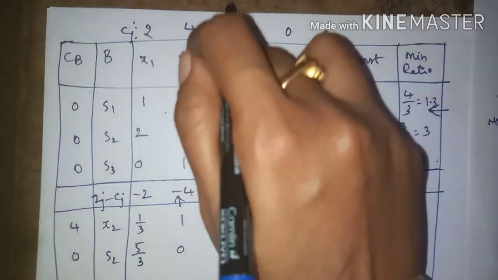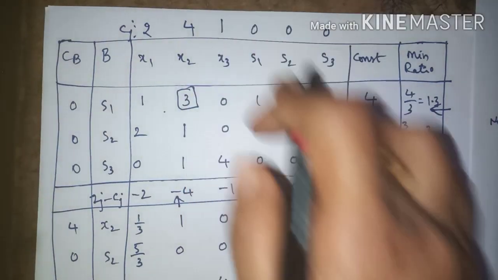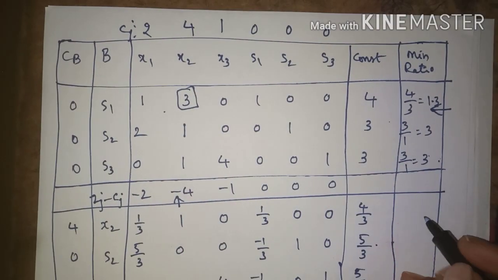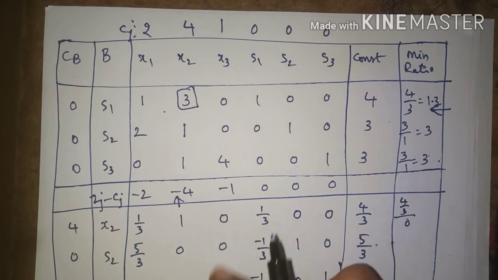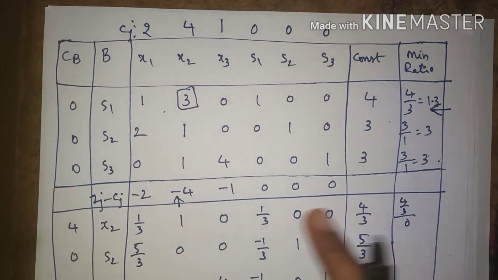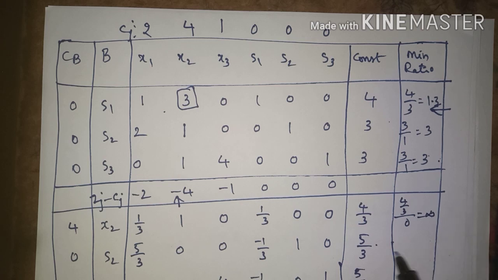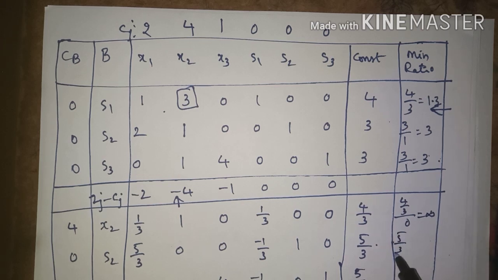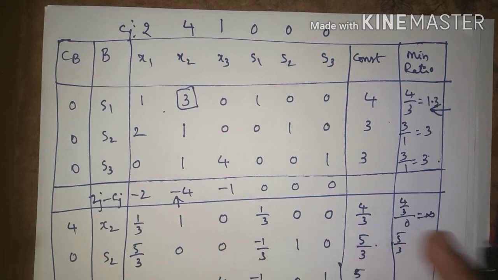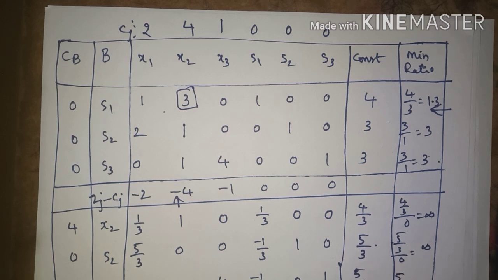That means I choose the x3 column. Now coming to the minimum ratio: 4 by 3 by 0 is infinity, 5 by 3 by 0 is infinity, and 5 by 3 by 4. How much will you get? Whatever the value, you will get some positive value.